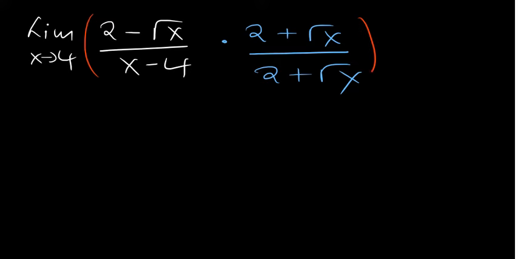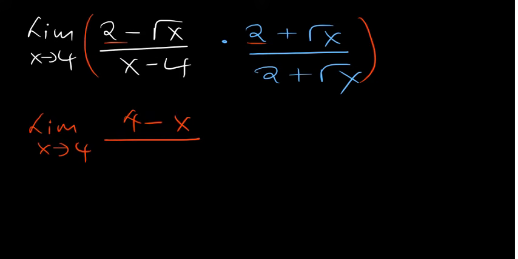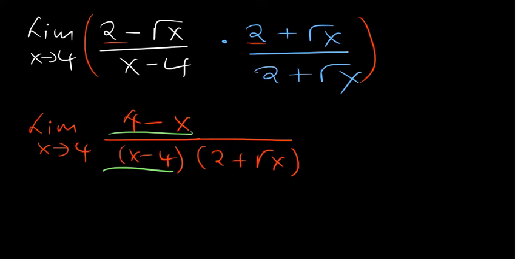Okay. So multiply the like parts. 2 times 2 is a 4. So the limit as x approaches 4, we have a 4 minus x, and then the denominator part we just maintain. We have x minus 4 multiplied by 2 plus root of x. So we can see that there's nothing we can divide here, but this looks familiar. They look almost the same, right?